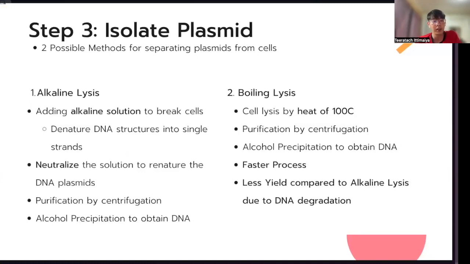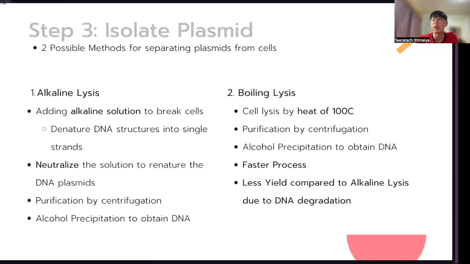The second way to isolate plasmid is boiling lysis. The purification process is mostly the same, but the cell lysis is caused by the heat of boiling water. This method is much faster but gives less yield because high temperatures can degrade DNA into fragments.